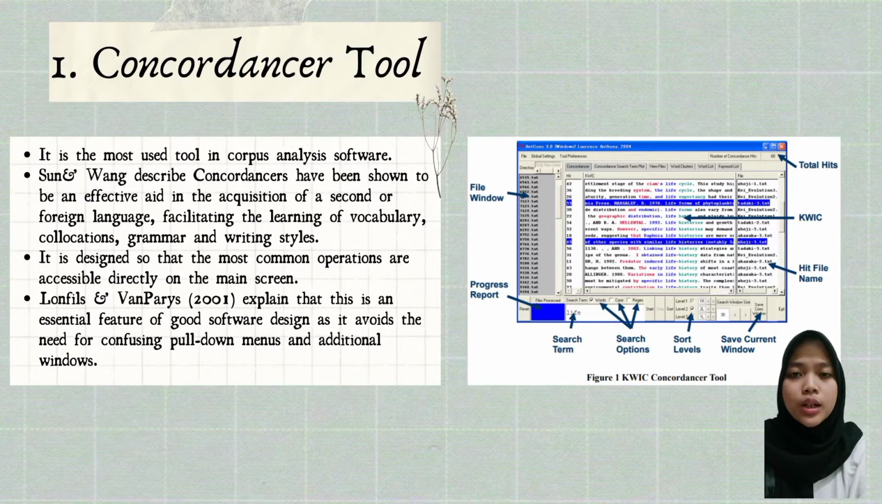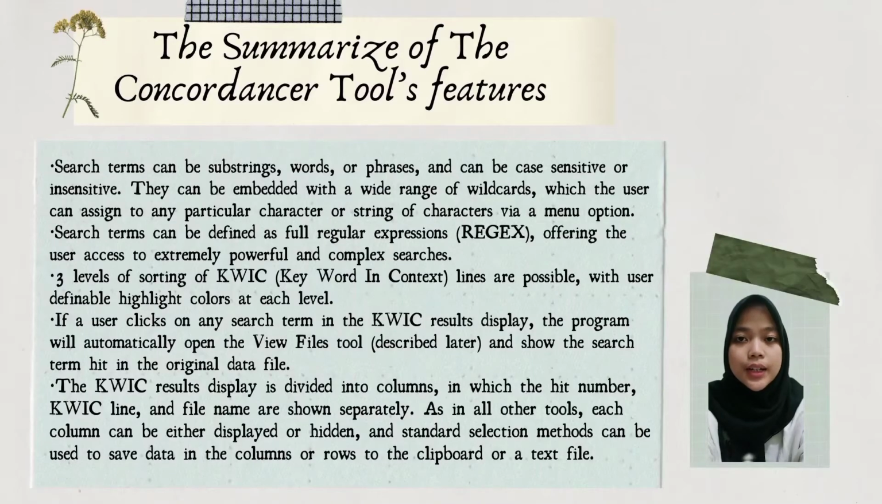Figure 1 shows a screenshot of AntConc while operating the concordance tool. The concordancer tool is designed so that the most common operations are accessible directly on the main screen. Lonflis and Van Paris explain that this is an essential feature of good software design as it avoids the need for confusing pull-down menus and additional windows. Here is the summary of the concordance tool's features.